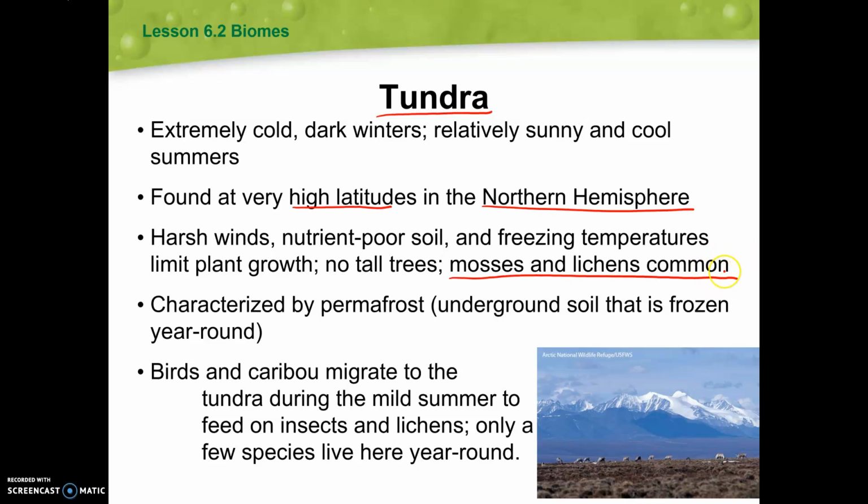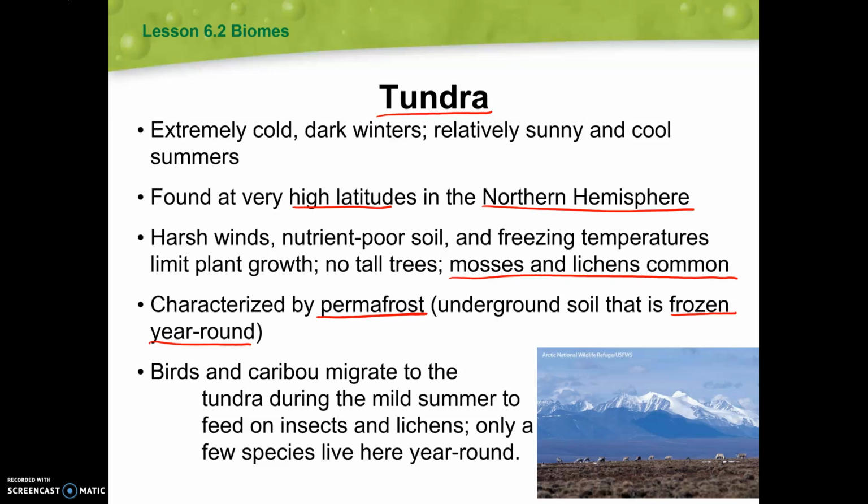So these types of plants are going to be really common in these areas. Tundra is characterized by what we call permafrost. So this is going to be an important term here, permafrost. It is underground soil that is frozen year-round. So this soil is always frozen.